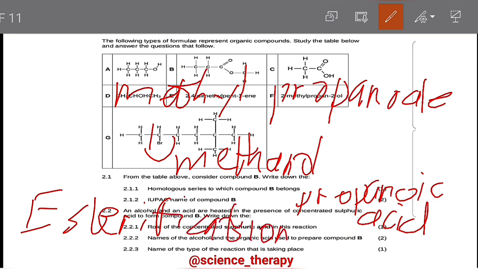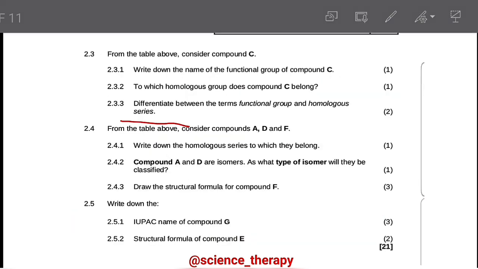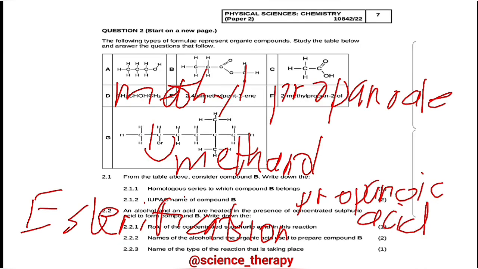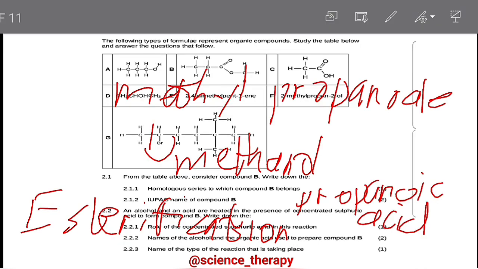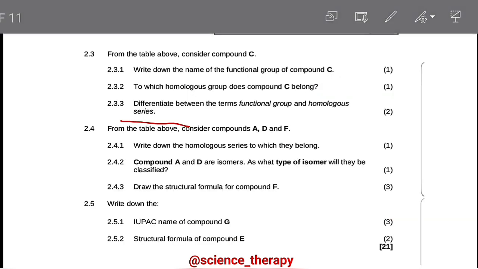So we whapped through that question. Let's see, does it continue? Yes, it's not the end of the question. Then it says from the table above, consider compound C. Let's see what we got for C. Then compound C, we said that's the carboxylic acid. Yes, okay. Then write down the name of the functional group of compound C.